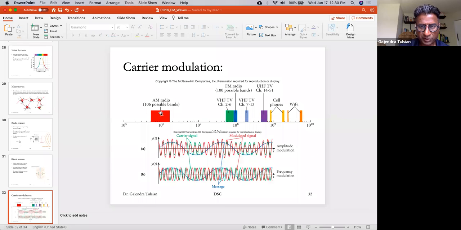AM radio can travel much further. FM radio doesn't travel as far. So it's got to be line of sight. So you cannot catch an FM radio station from New York, but you could catch an AM radio station from New York, because the signal gets bounced off of the ionosphere and stuff like that. All right, so FM radio is 100 megahertz. Cell phones use gigahertz signals. Wi-Fi uses higher frequencies than that.